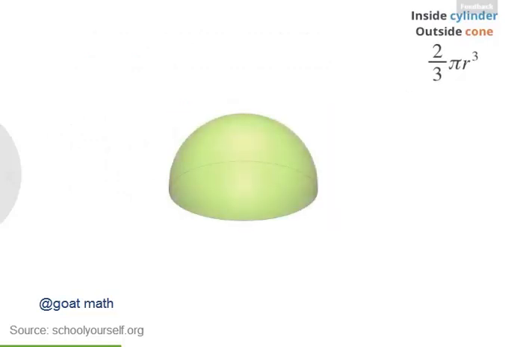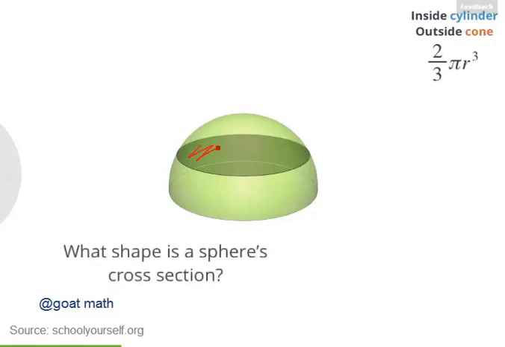We'll be using Cavalieri's principle to find the volume of this hemisphere, and Cavalieri's principle looks at slices of solids. So here's a horizontal slice, or cross-section, of our hemisphere. What shape is this cross-section? In other words, what shape do you see if you slice a sphere? Right, this cross-section is a circle.